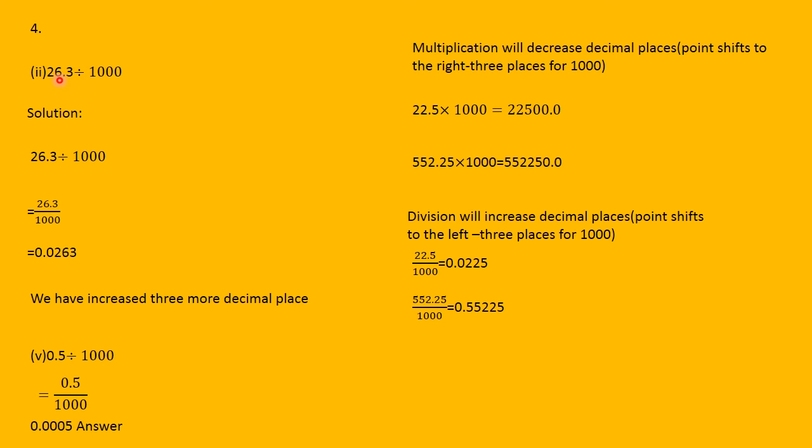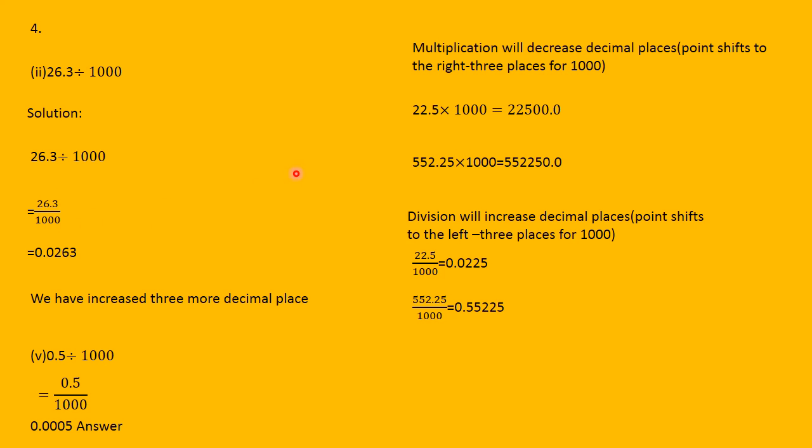Let us see the next question. 26.3 divided by 1000. 26.3 divided by 1000 means the numerator has 1 decimal place and the denominator has 3 decimal places. So totally the answer should have how many decimal places? 4 decimal places. So how do you get 4 decimal places? You will start from the number 3. 3, 6, 2 and no more numbers here, isn't it? There are no more numbers. But we have to have how many decimal places? 4. 1 here, 3 here.